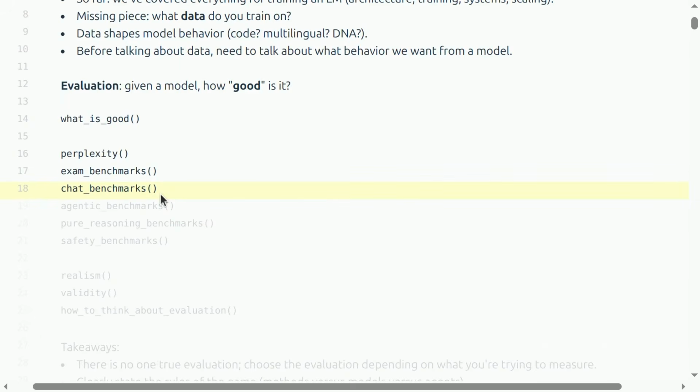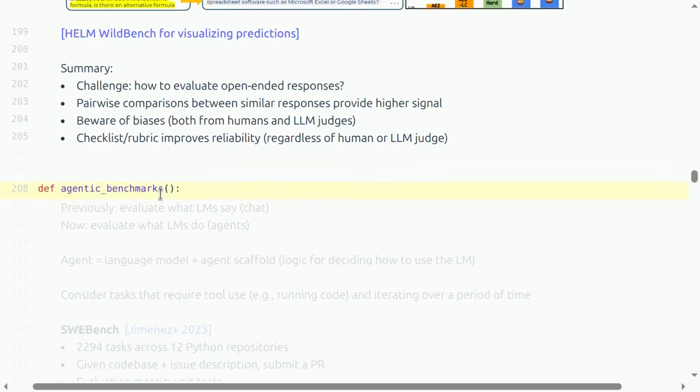Okay, so let's move on to the agentic world. You can think about what we've been doing so far as evaluating what language models say, and that's chat. And now we're going to evaluate what LMs do, which is agents.